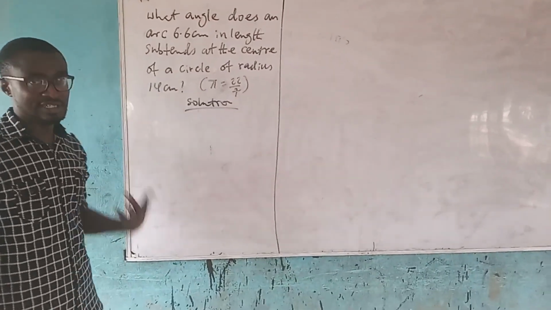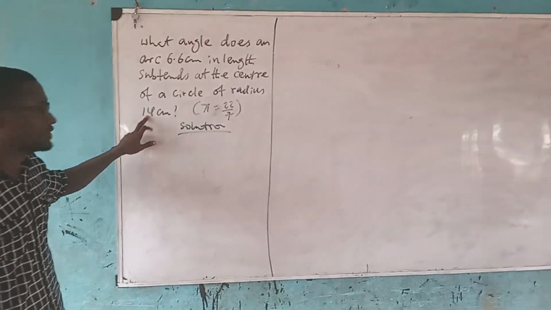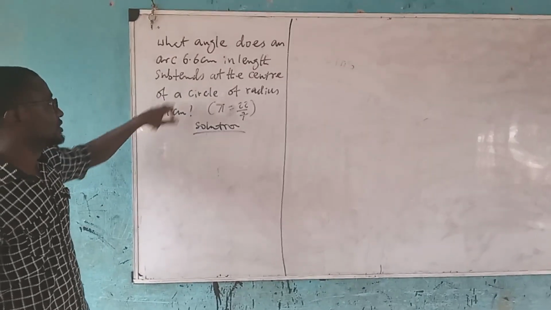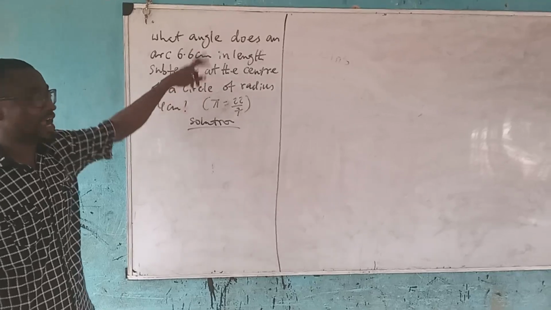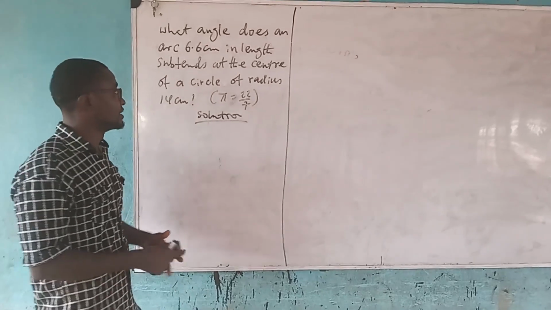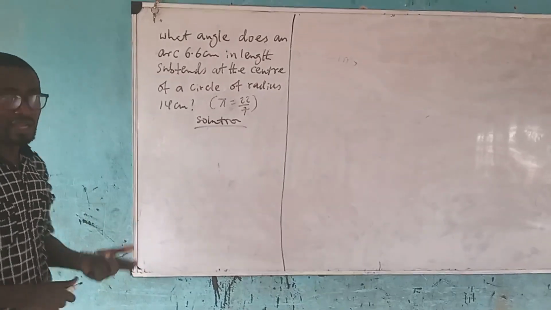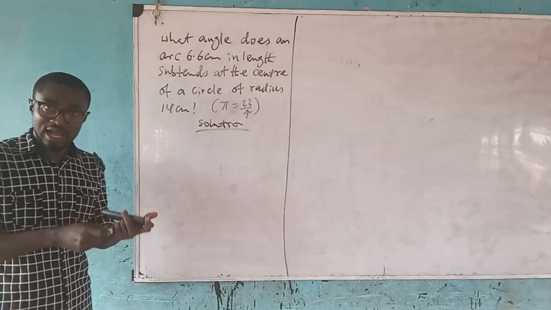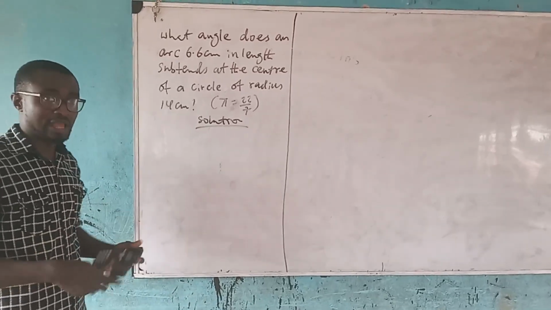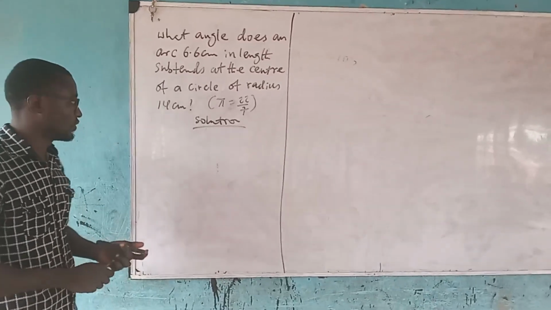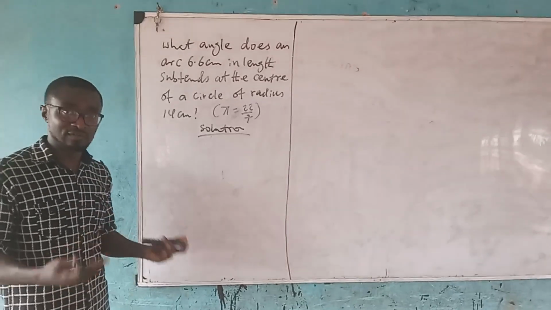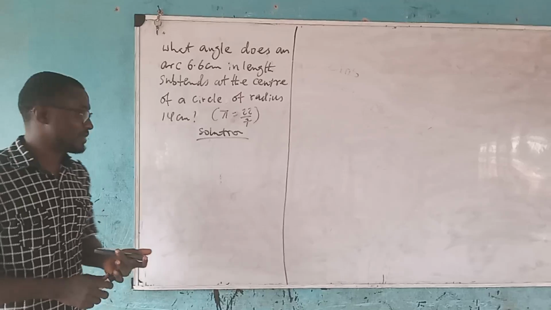radius 14 centimeter. You can see that for this question we are given the radius and the length of the arc, and we are asked to find the angle subtended at the center of the circle. Now how do we go about it? Let's do a sketch. If you like, you can sketch the question, or you can go ahead and apply your formula and solve. But most of the time, I like to give you a sketch as a guide to my solving.